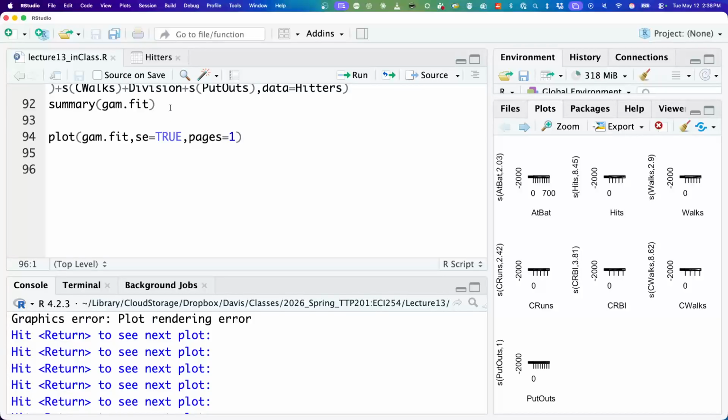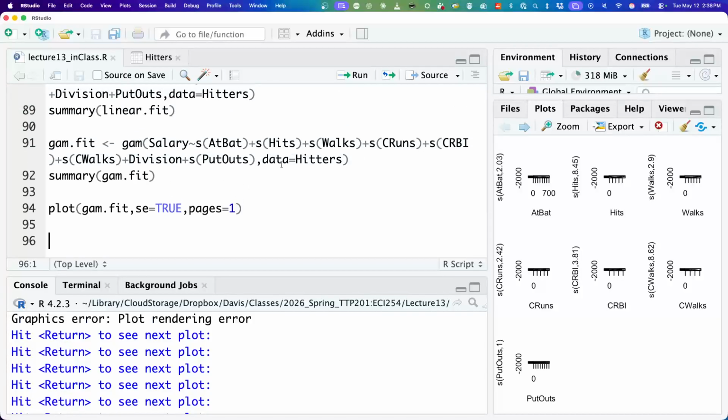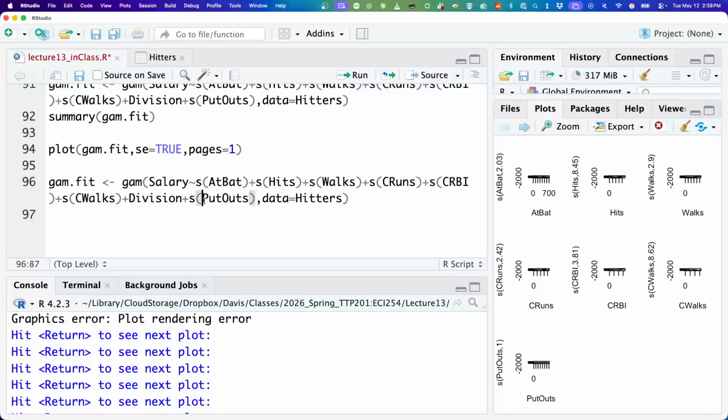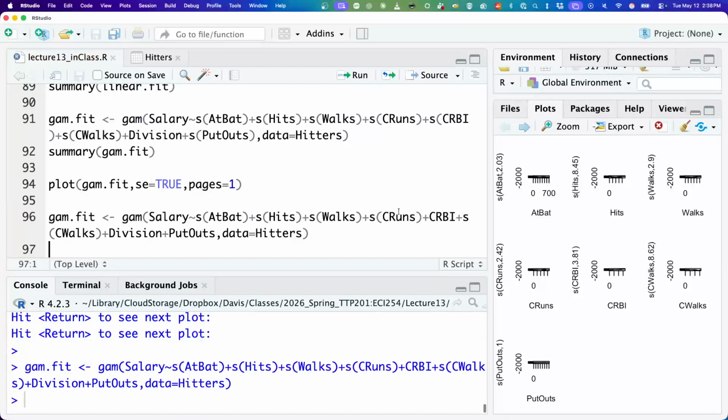So if I were to think about my GAM fit where I double checked the fits and saw that CRBI and putouts both appeared to be linear, I can go back in here and let's just get rid of the splines for putouts and get rid of the spline for CRBI. Run the model again.